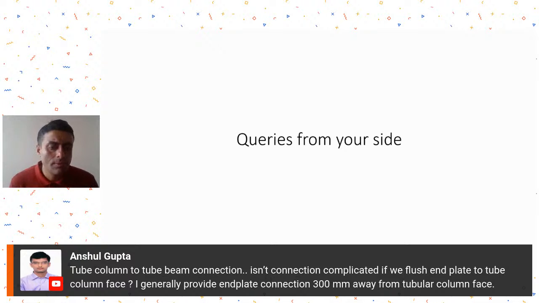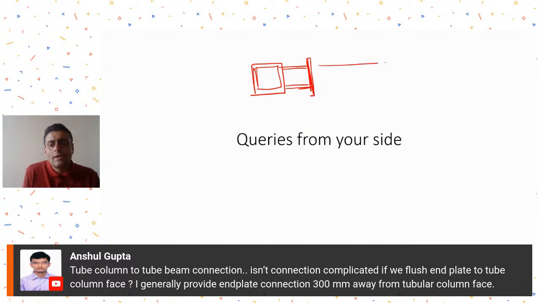Then Anshul is asking about tube column to beam connection. Isn't the connection complicated if we provide a flush end plate to the tube column face? I generally provide the end plate connection 300 away from the tubular column face. Yes, it is complicated, but you have to do it. So I think he is saying that if this is his hollow column, then he will provide a beam stub and then he will have a connection over here and then he will connect the beam like this. Is that what you wanted to say?